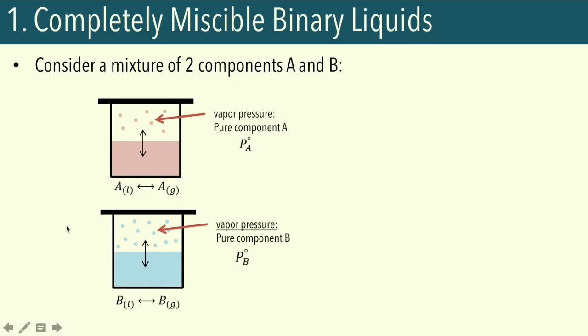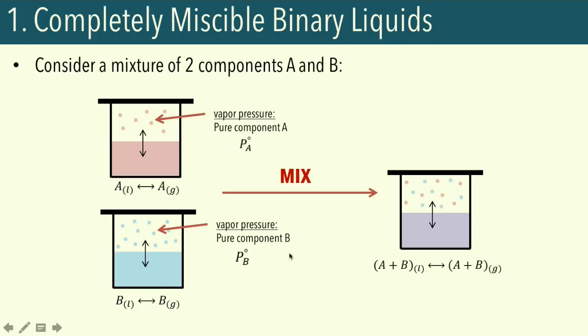So what happens if we mix these two things together? We know that they are completely miscible in the liquid state. If you mix them together, we form a homogeneous mixture of A and B, based on how much A and how much B we're mixing together. However, what is going to be the composition of our vapor? In other words, what is going to be the vapor pressure of the solution? Is it going to be just the addition of these two pure vapor pressures? Let's investigate that in a bit.